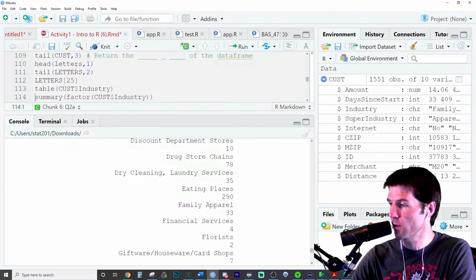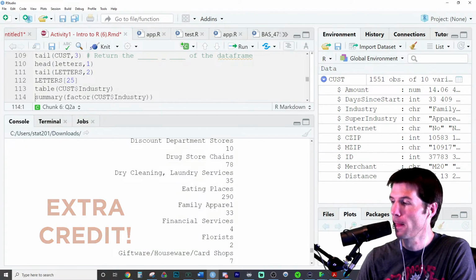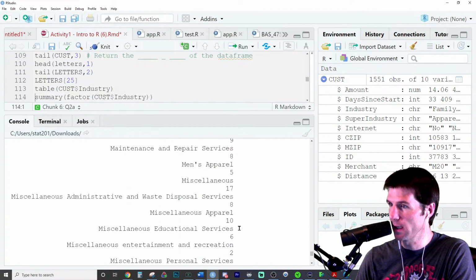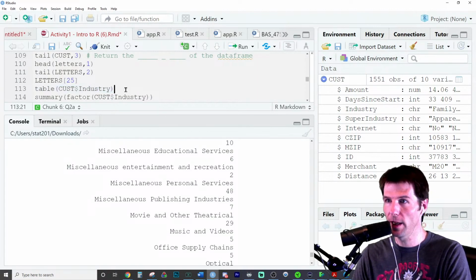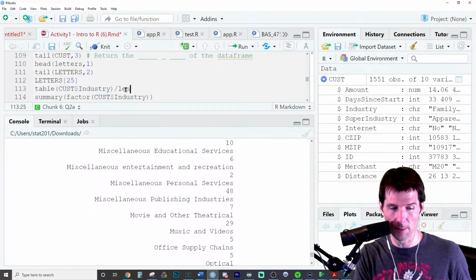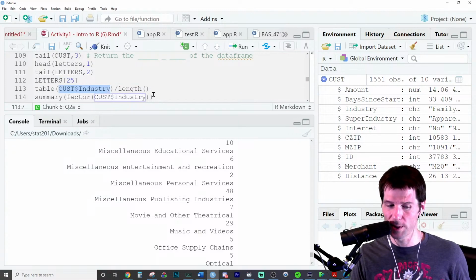Frequency table, Tiffany, 100 points right there. You're exactly right. That is a frequency table. Univariate categorical frequency table. This is just a frequency table, and we're just doing it by making a table. You could make it into a relative frequency table by dividing by the length, which we're not doing right here, but we could. The answer to the question was 6.